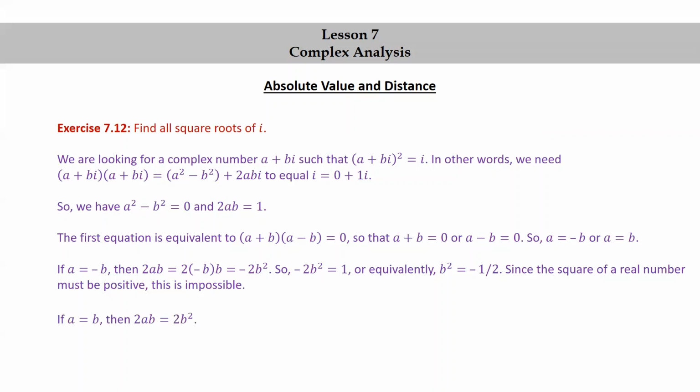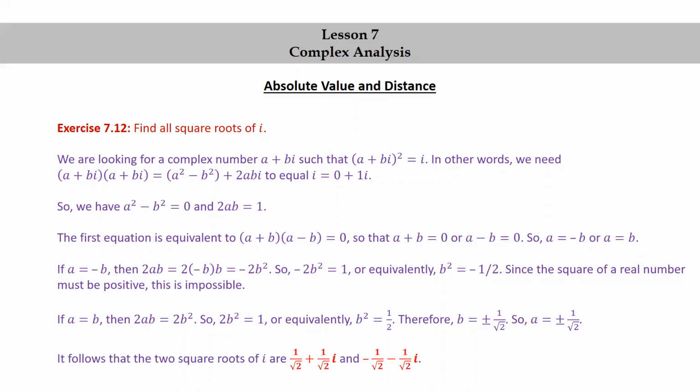If a equals b, then 2ab is equal to 2b squared. So 2b squared equals 1, or equivalently b squared is equal to 1/2. Therefore, b is equal to plus or minus 1 over the square root of 2. So a equals plus or minus 1 over the square root of 2. It follows that the two square roots of i are 1 over root 2 plus 1 over root 2 i, and negative 1 over root 2 minus 1 over root 2 i.